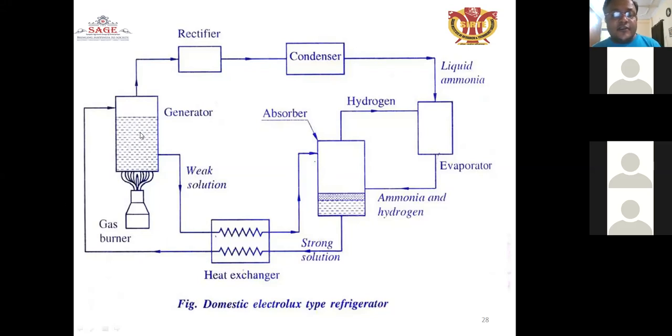where it is heated with the help of a gas burner. If some weak solution is formed in the generator, it passes through the heat exchanging device. This is a domestic Electrolux type of refrigerator circuit diagram. Okay, all the units are working properly and well maintained.